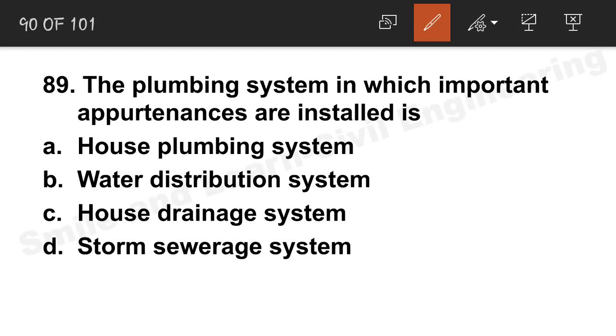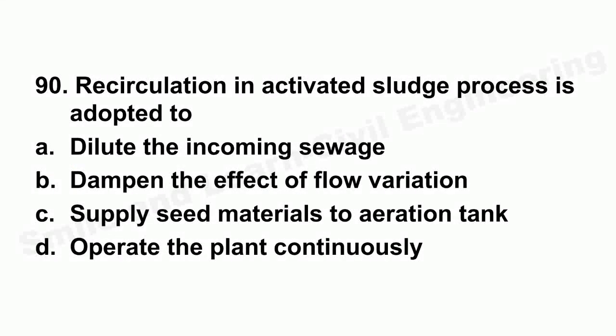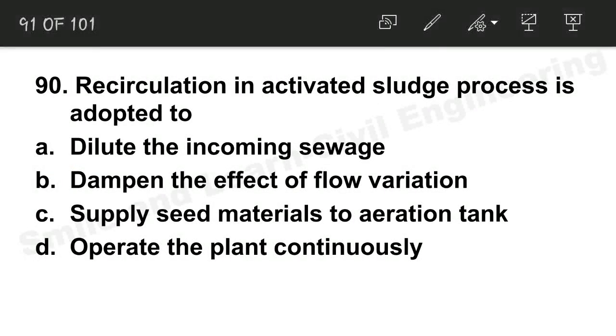Next question, plumbing system. I did not get this question right because this was not clear to me. All these appendices or appurtenances are installed in all these systems, but in the water distribution system, all the appurtenances are installed, that is the traps, the pipes, all these things. Okay. Next question, recirculation in activated sludge. Why is recirculation done? Recirculation is done in order to supply seed material to the aeration tank.